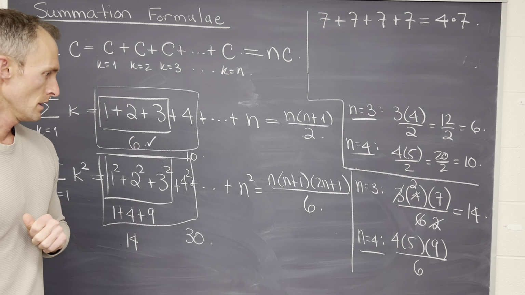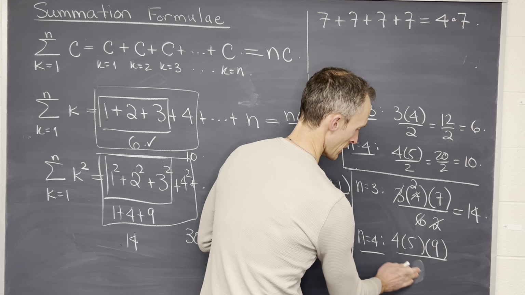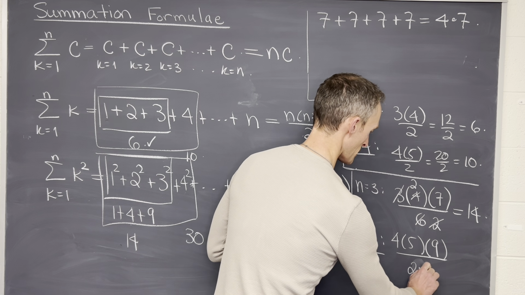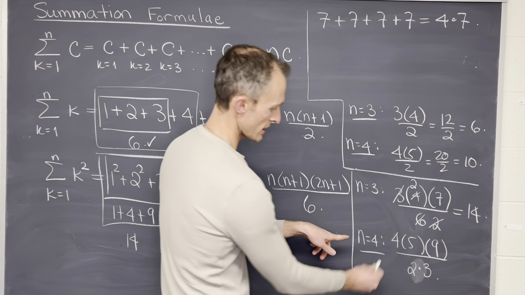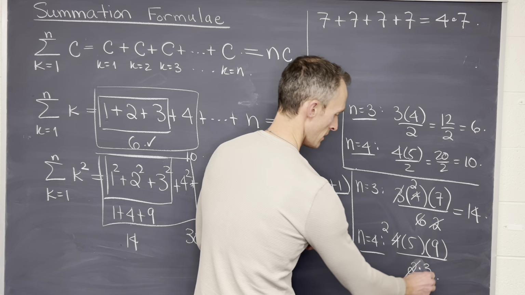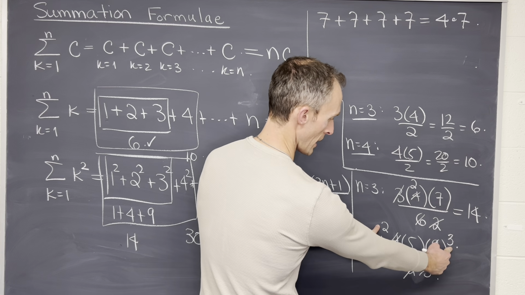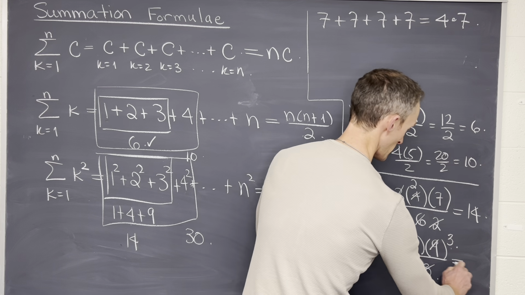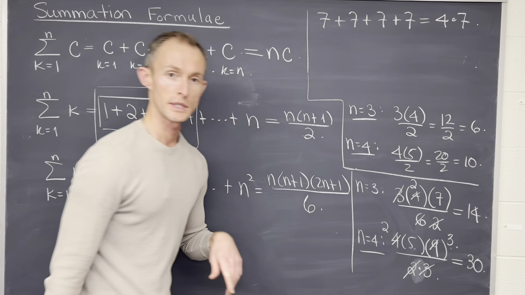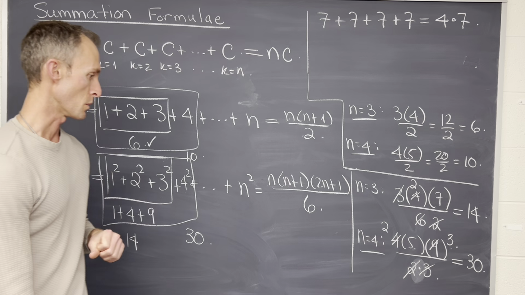Okay, so let's see. The 6, I'm really going to write as 2 times 3, because I'm going to say 4 divided by 2, the 2 cancels and makes that a 2. The 3 cancels that and makes that a 3. So now I'm looking at 2 times 3 is 6, times 5, that's, well, 30. How about that? Okay, so it actually seems to suggest that this formula might actually be correct as well.